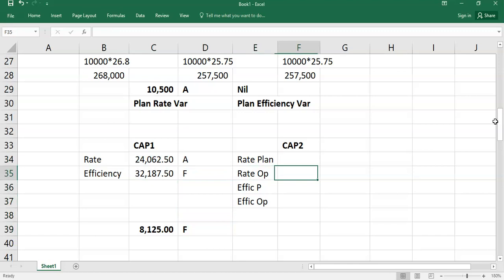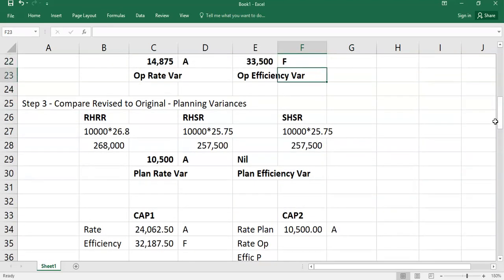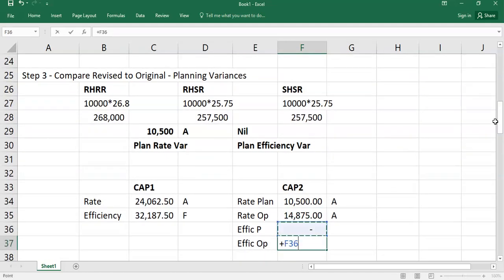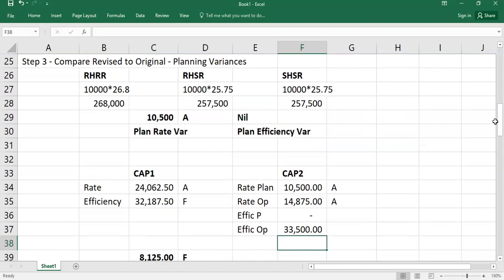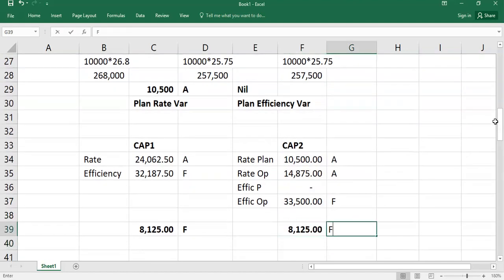Your rate planning was 10.5 adverse. Your rate operational was 14,875 adverse. Your efficiency planning was nil, and your efficiency operational was 33,500 favourable. So when you add those up, net off the two adverse, the key insight is it's the same answer. All you're doing is splitting them differently.